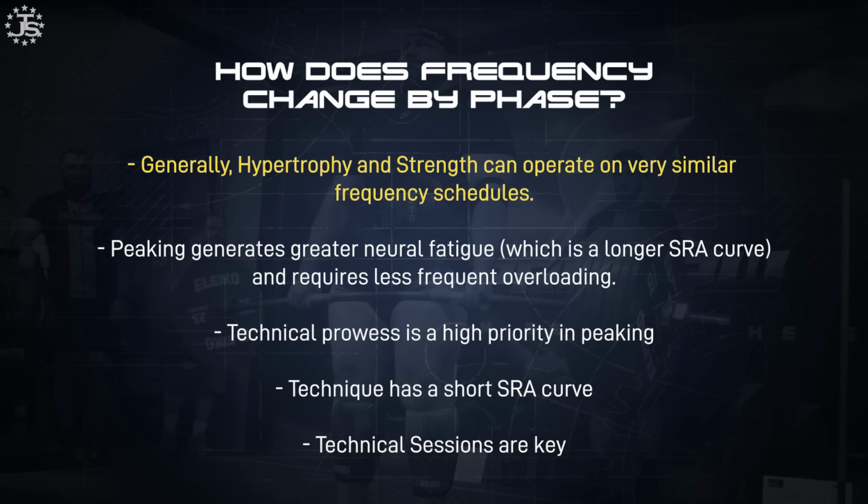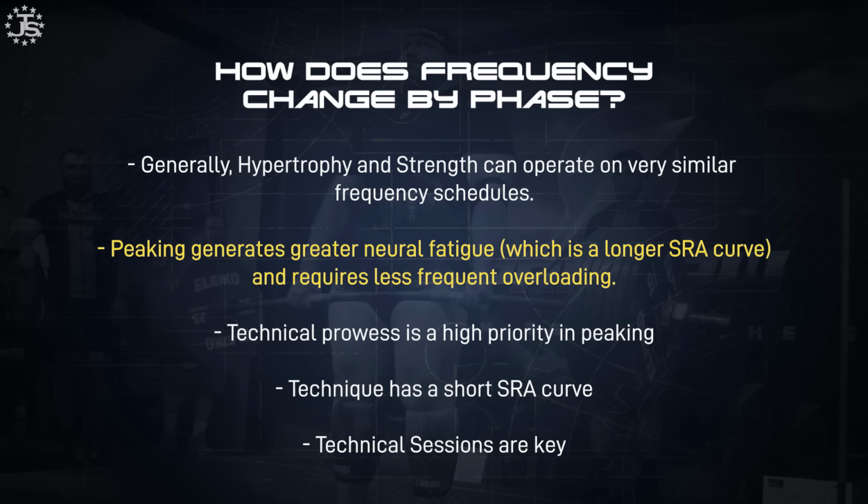Though as you get into strength, because the neural SRA, which is a long SRA curve, is going to get involved a bit more, you may need to be modulating or undulating sessions through exercise selection a bit more. So not only having the smaller workload, but also in a less overloading exercise, to allow your heavy days to be even heavier and be done with more of the competition exercises.